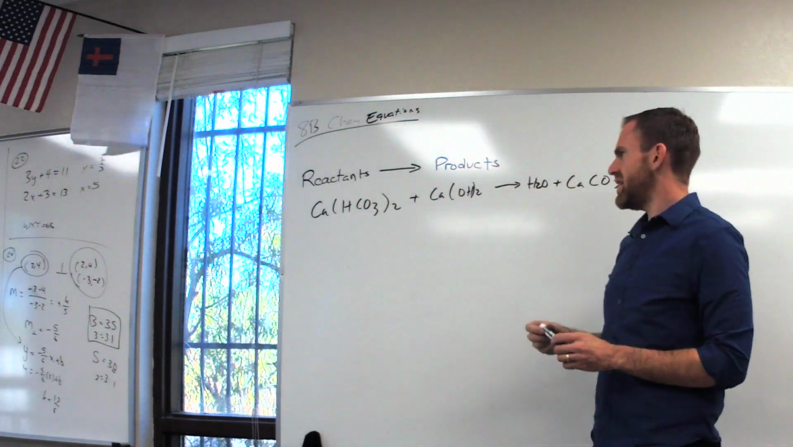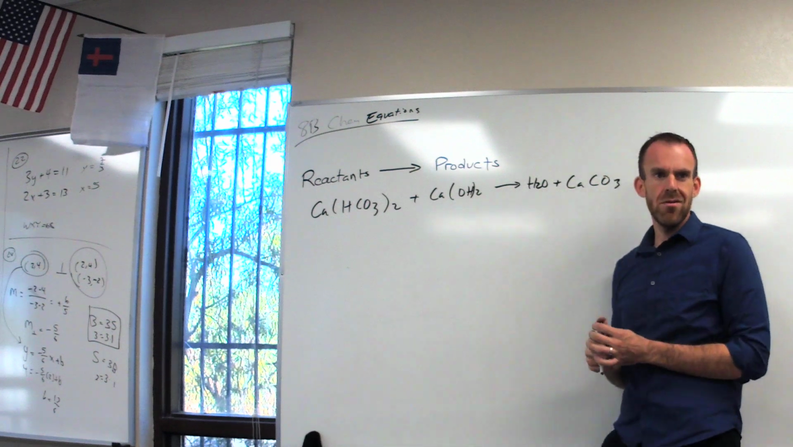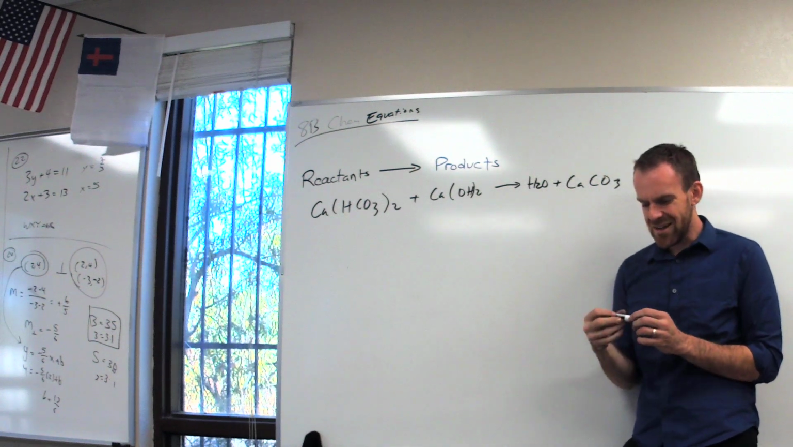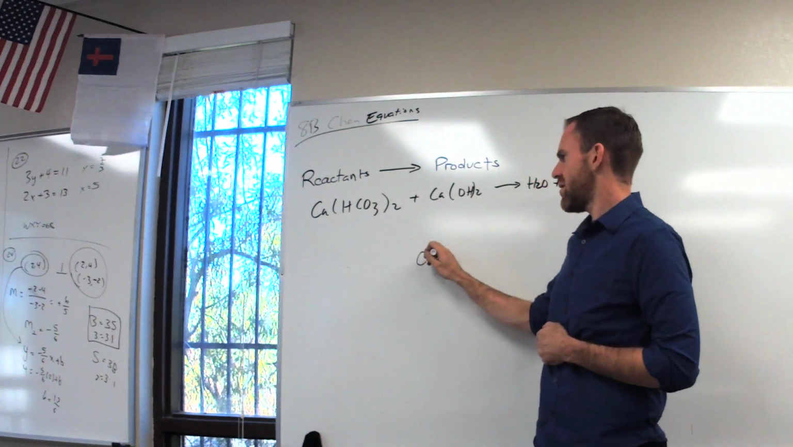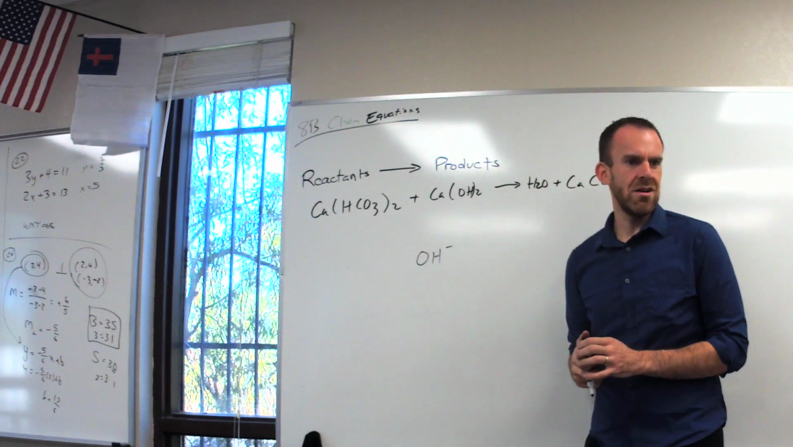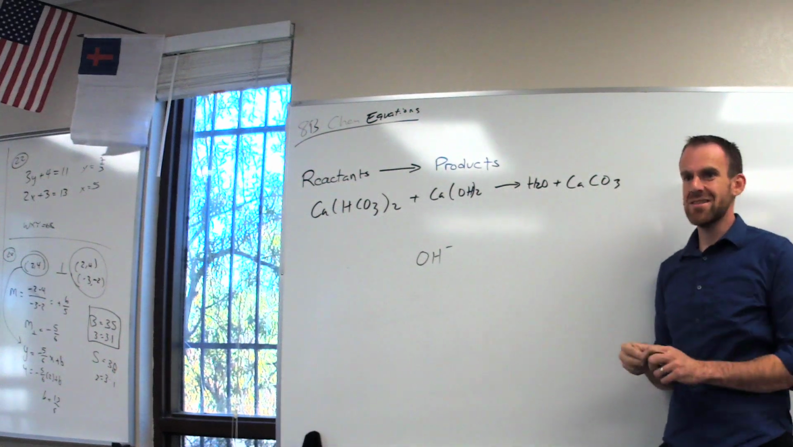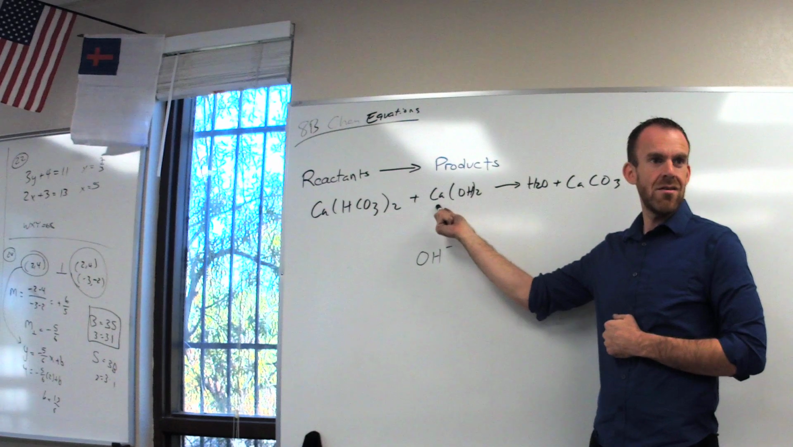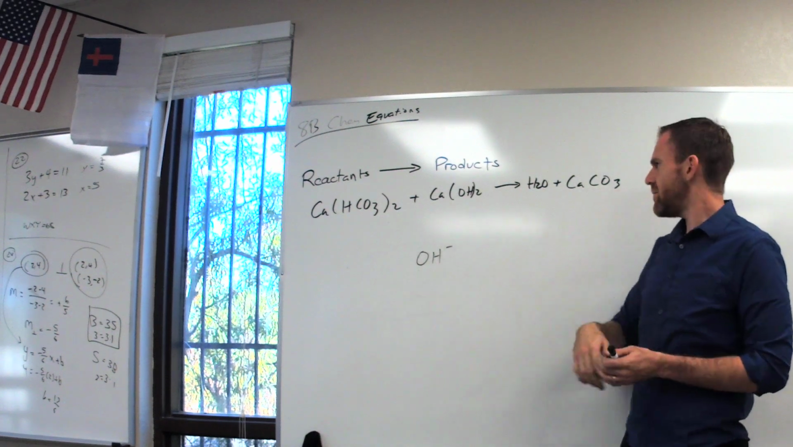What's OH minus? Oh dear, you must study. You must study your ions. OH minus. Come on, guys. Hydroxide. That's correct. So Ca(OH)2 is calcium hydroxide.